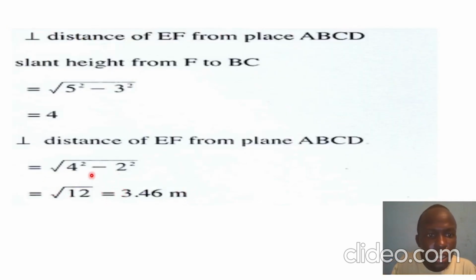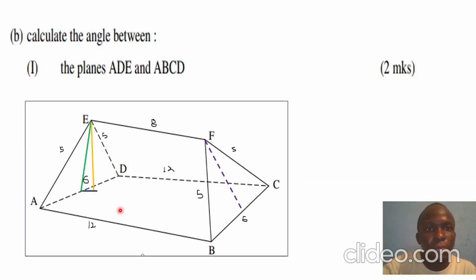And that is how we get the square root of 4 squared minus 2 squared, which is root 12, or 3.46 meters. Let us go to the next question. Calculate the angle between planes ADE and ABCD.